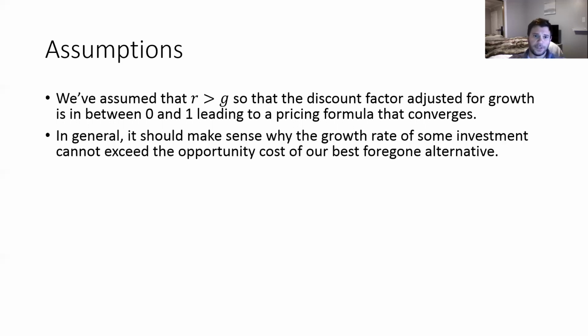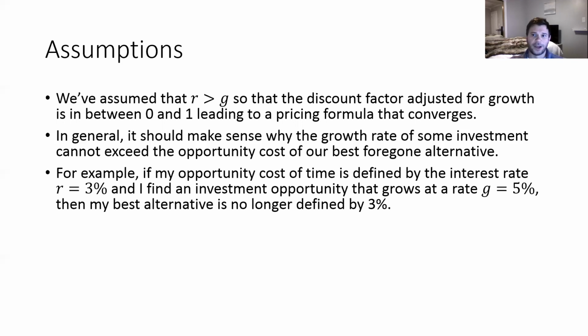And in general, it should make sense why the growth rate of some investment, or some alternate investment, cannot exceed the opportunity cost of our best investment alternative, which is really what R captures. R is the opportunity cost of our best foregone investment opportunity, right? If my opportunity cost is defined by the rate of 3%, but then I find some other investment that grows at a rate of 5%, then what I thought was my best investment isn't. And really, my opportunity cost should be at a rate of 5%, not 3%.